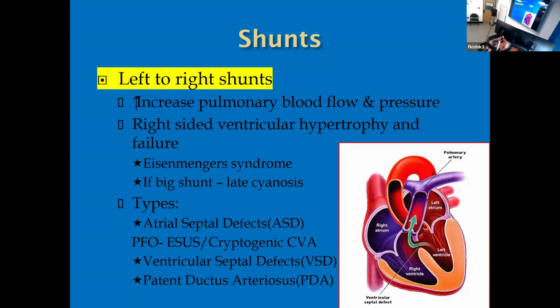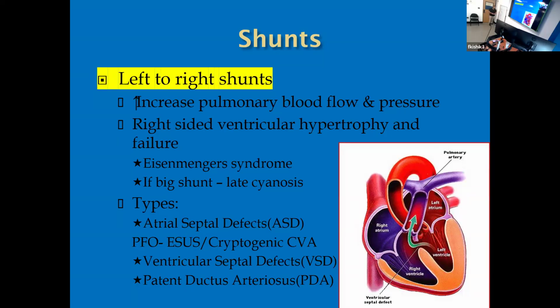Then you have shunting of blood that should otherwise not be mixing, and depending on the pressures, that determines the effect. Then you have ventricular septal defect, where you have your left ventricle and your right ventricle straight up mixing. This one's like the worst one because it's much higher pressures and large volumes of blood.